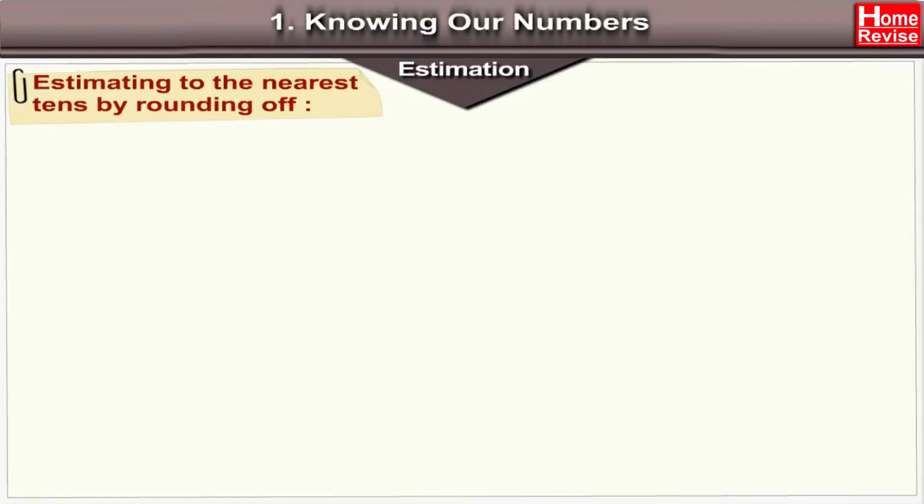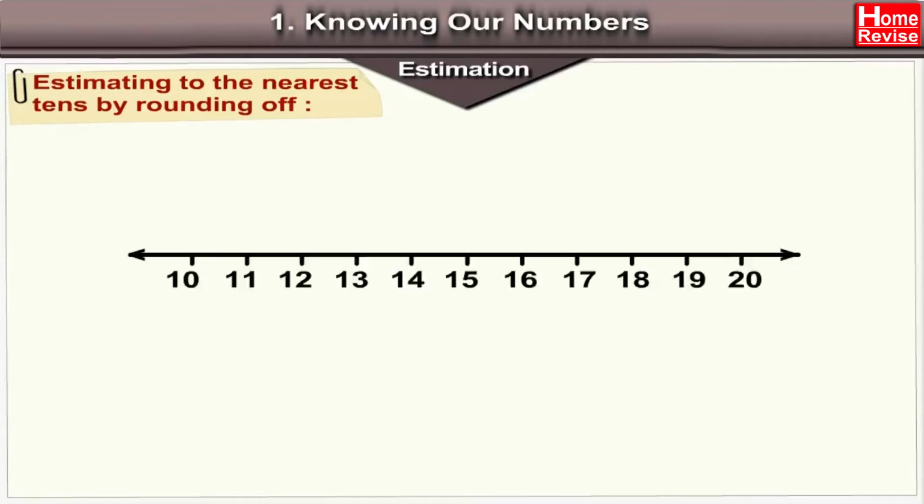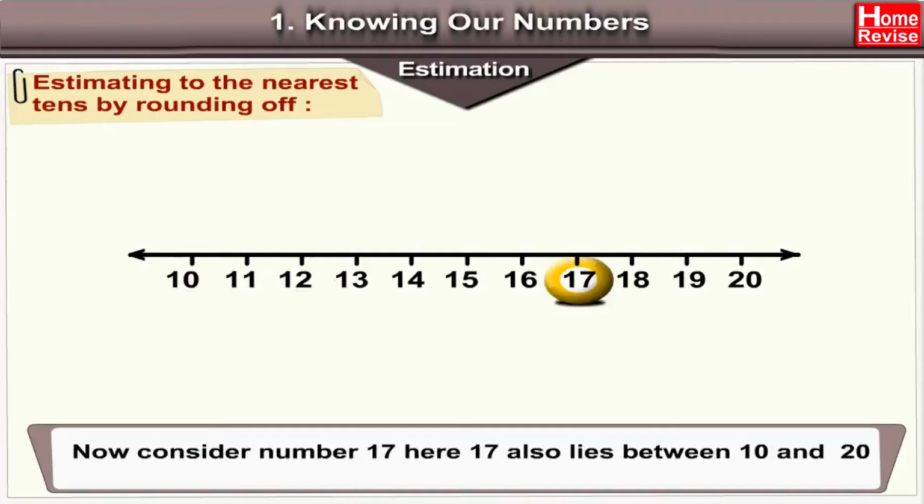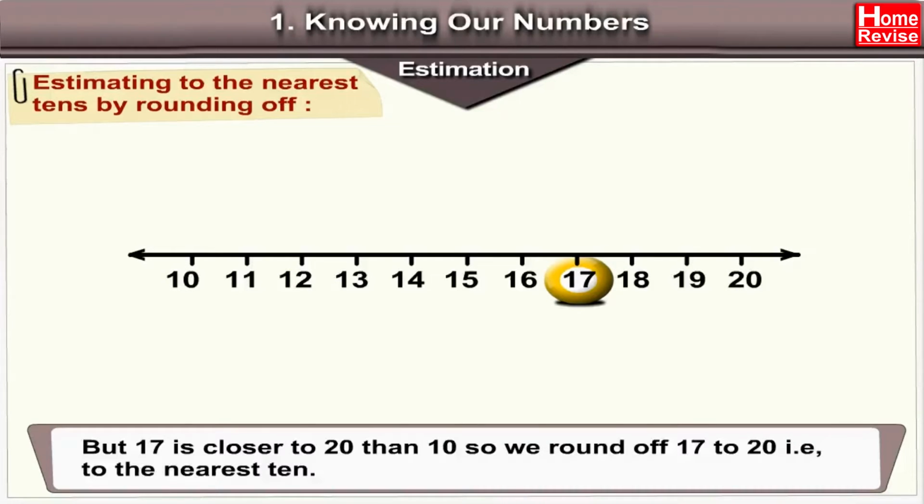Estimating to the nearest tens by rounding off. Let us consider number 12, which lies between 10 and 20. However, 12 is closer to 10 than 20. So, we round off 12 to 10, correct to the nearest 10. Now consider number 17. Here again 17 lies between 10 and 20. But 17 is closer to 20 than 10. So we round off 17 to 20. That is to the nearest 10.